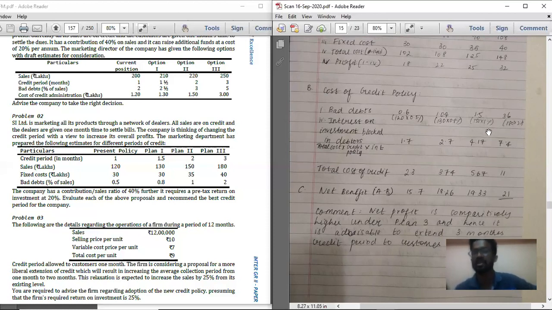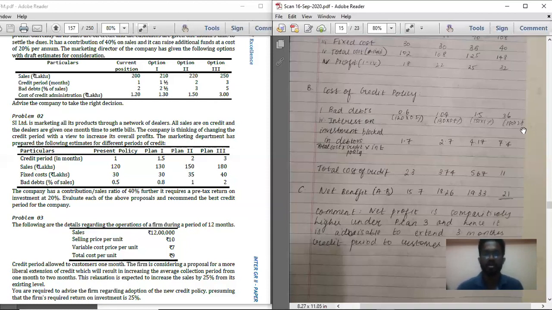It is good to mention the calculations because you will not forget while you are revising. If you are taking down the calculation amount, it will be easy for you to revise. You won't have to spend time finding what is this, what is that, how they calculated this. Here also, on the left side of this bad debt, just take down sales into bad debts percentage. So under the loss column, that is plan 3, 180 into 2%, that is 3.6. So that is bad debts.